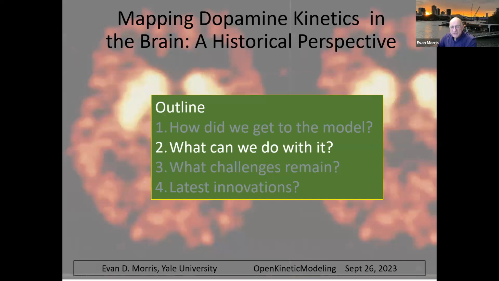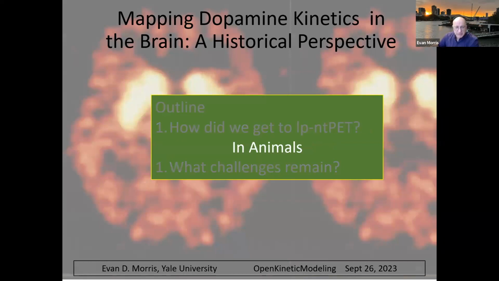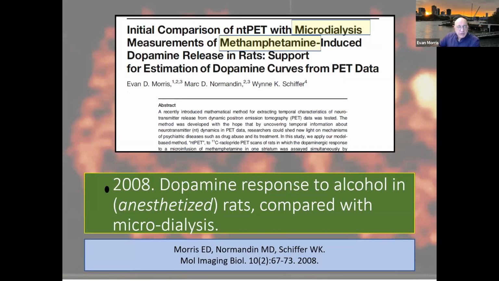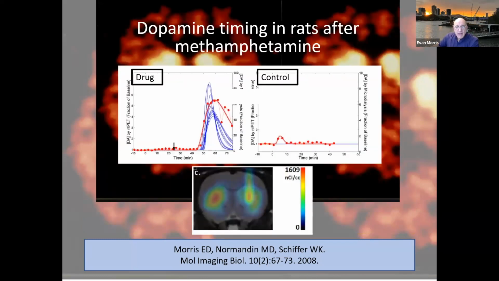So what could we actually do with that? It's all mathematically kind of interesting, but what did we actually do with it? Well, first in animals, we used it in 2008 to ask, what is the dopamine response to alcohol in anesthetized rats? And we did have a comparison with microdialysis.